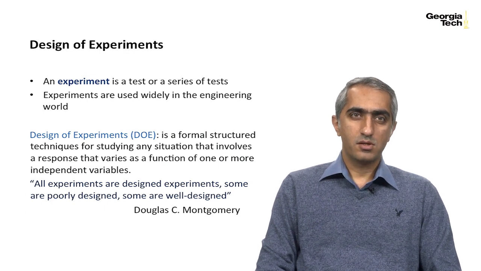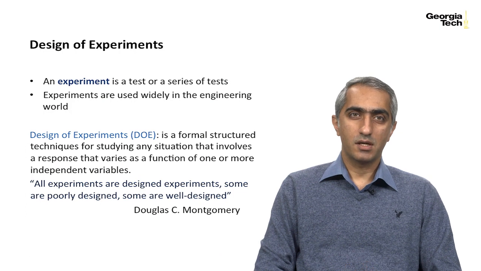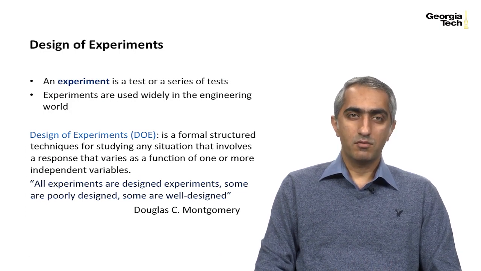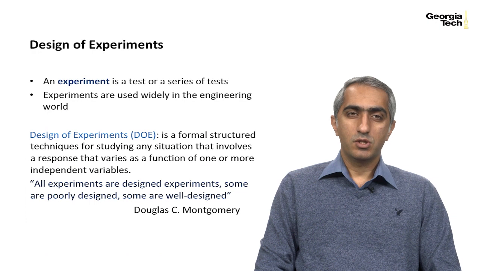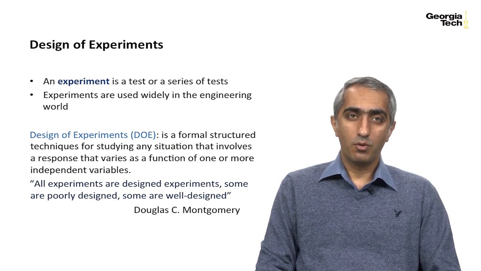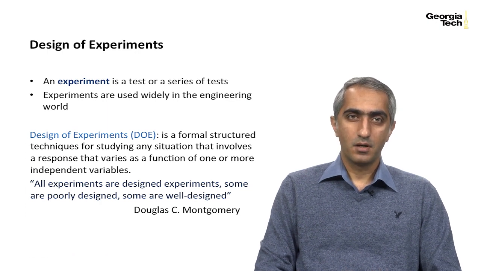Okay, let's start with the definition of experiment. An experiment is a test or series of tests that is widely used also in the engineering world. Design of experiment is a formal, structured technique for studying any situation that involves a response that varies as a function of one or more independent variables. So it's exactly what we are talking about: Y, which is a CTQ, is a function of some x's.